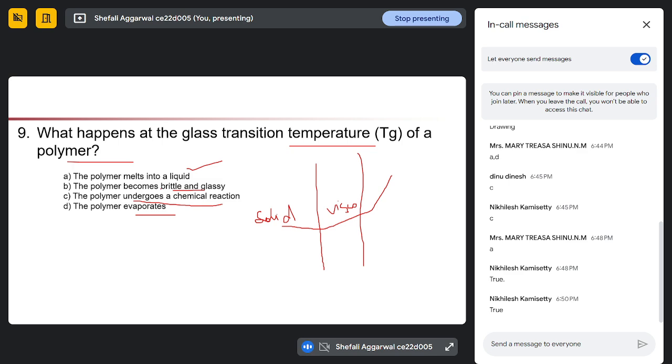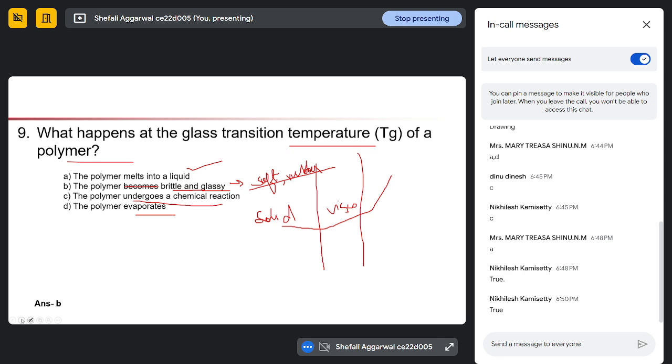So it is actually converting from a hard and glassy state to a soft, rubber kind of state. So at glass transition temperature, the polymer becomes soft and rubbery from brittle and glassy. So that will be the correct answer. Okay, I will modify this question and then upload the video.